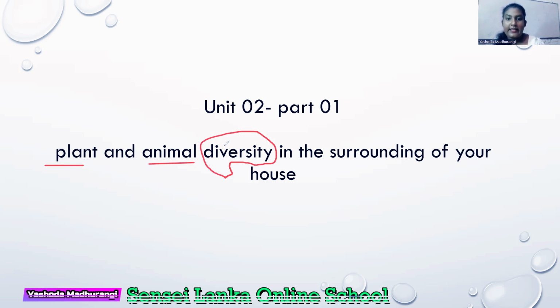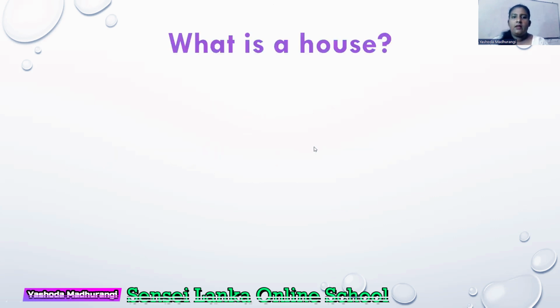So my dear children, in this lesson, we are going to learn about plants and animals. That is not simple. We have to learn a lot of things about them. Okay. So first of all, we have to know what is a house. In our earlier unit, we learned what is a school. Now, what is a house? Actually, tell me what is a house. Do you know what is a house?